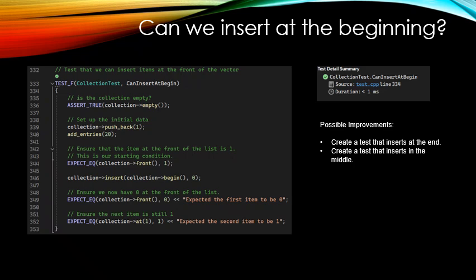This test verifies that we can insert items at the beginning of the vector. We start by asserting that the vector is empty. We then push the value 1 to the beginning of the vector. We add 20 more entries. Then we verify that the first item in the vector is actually a 1. We then insert a 0 at the beginning of the vector, and then we test that the new item at the front of the vector is now 0 and that the next item is 1 as it should be, and the test passed. To improve this test, we could also try inserting items at the end or even in the middle of the list.